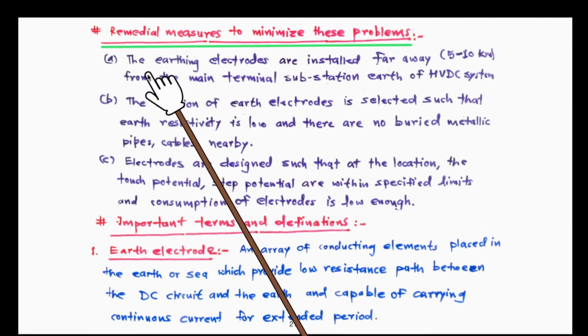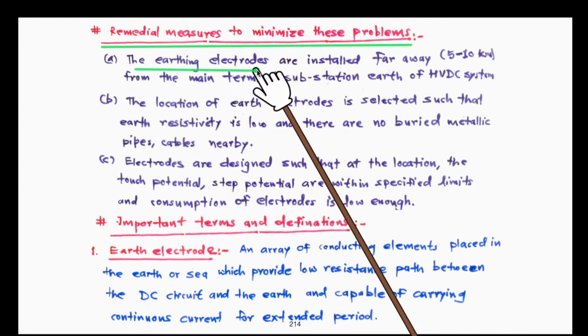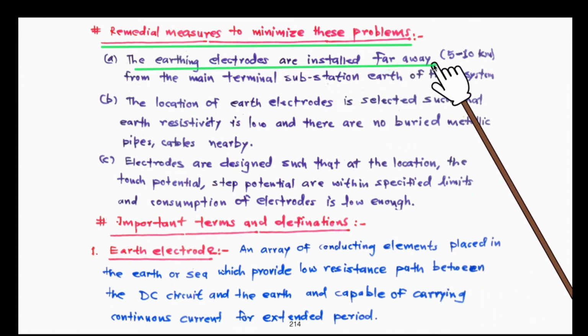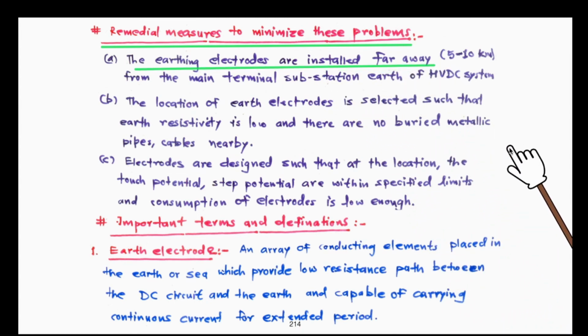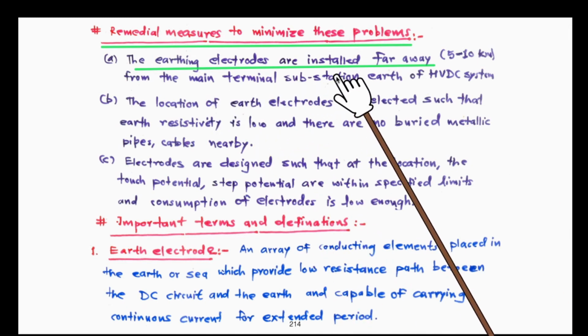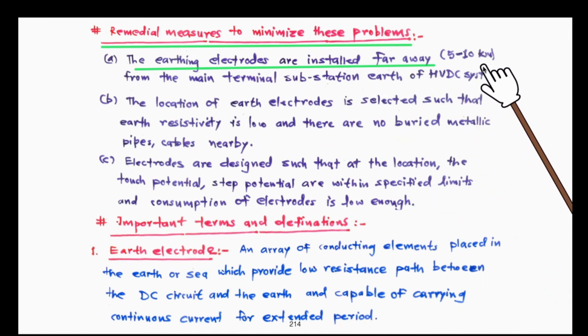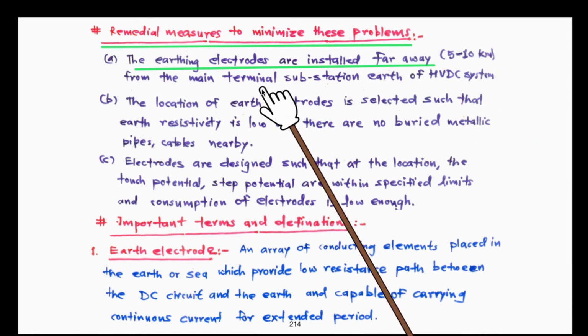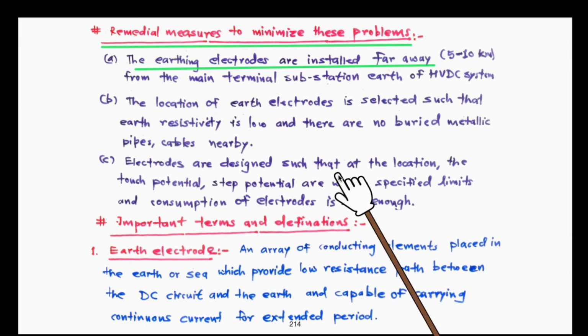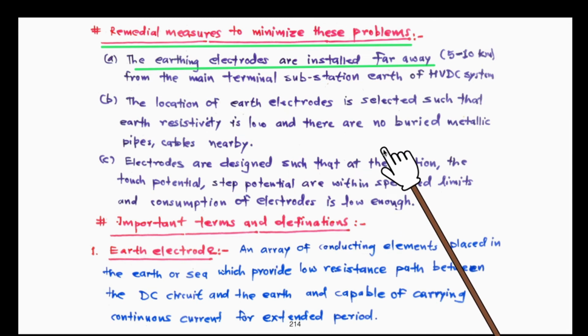So generally the very first thing is that corrosion can be minimized by installing earth electrodes far away from the main terminal substation. Generally nearly 5 to 10 kilometers away from the main substation, where there is no metallic object, no structure, no substation part. Okay, so that corrosion can be minimized. That's the one thing, right?